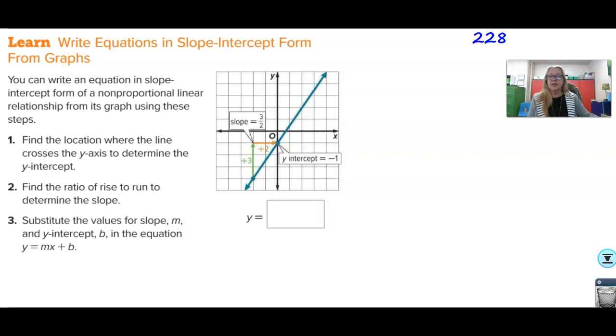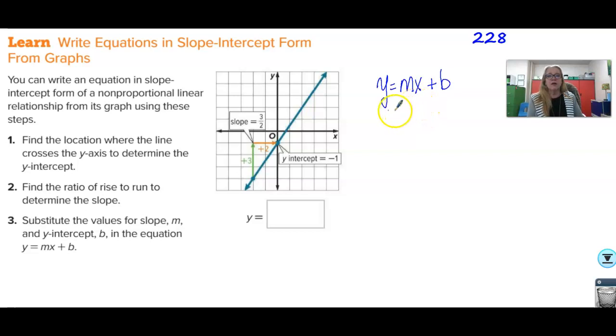Now, within part A, you were introduced to slope intercept form. Slope intercept form is the way you write a linear equation, and it is called slope intercept form because you have y equals m, which is your slope, x, and then plus or minus b, which is your y intercept. So m is your slope, b is your y-intercept, right?